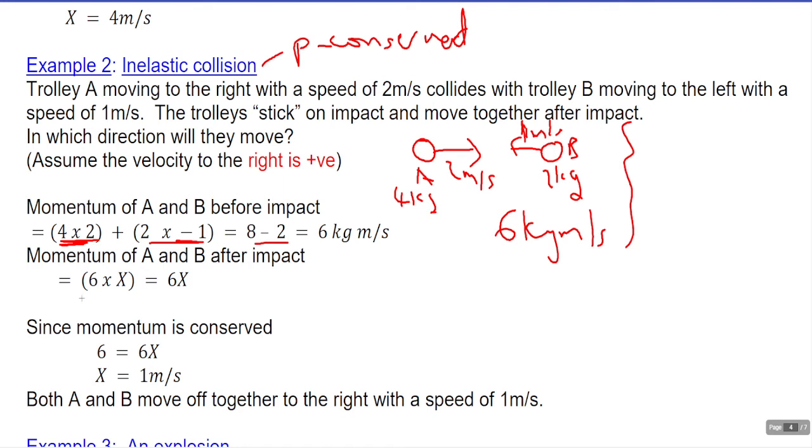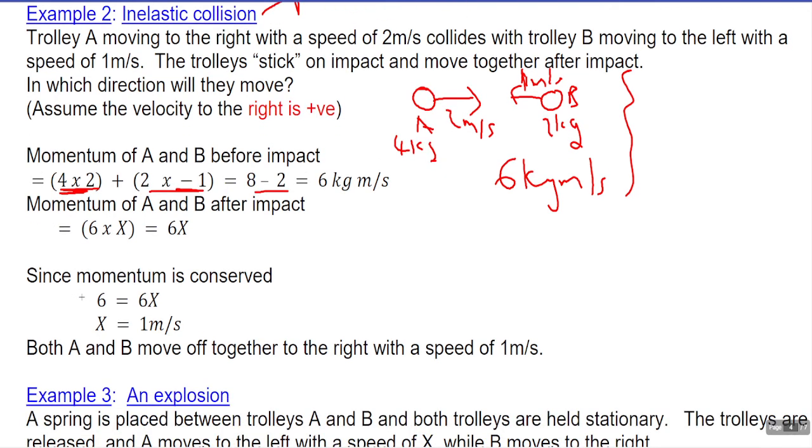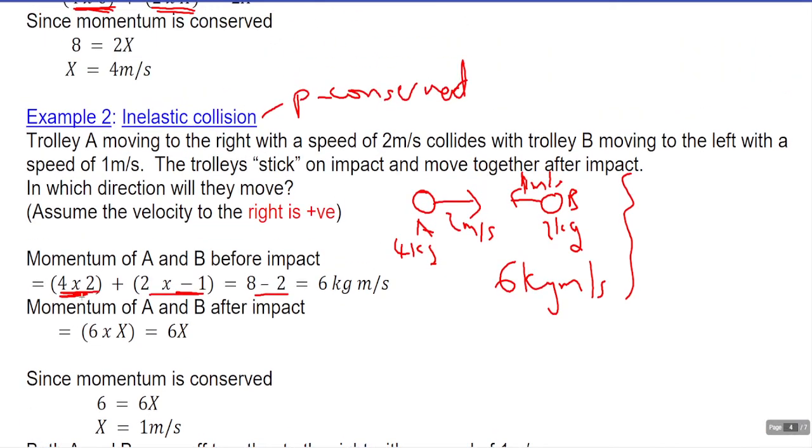Now, after the collision, you are told that the trolleys stick on impact and move off together after impact. So which means you're going to have the trolleys combining to form one. So the total mass is going to be 6 kgs. And then they're going to move off in the same direction, which we are going to assume is to the right.